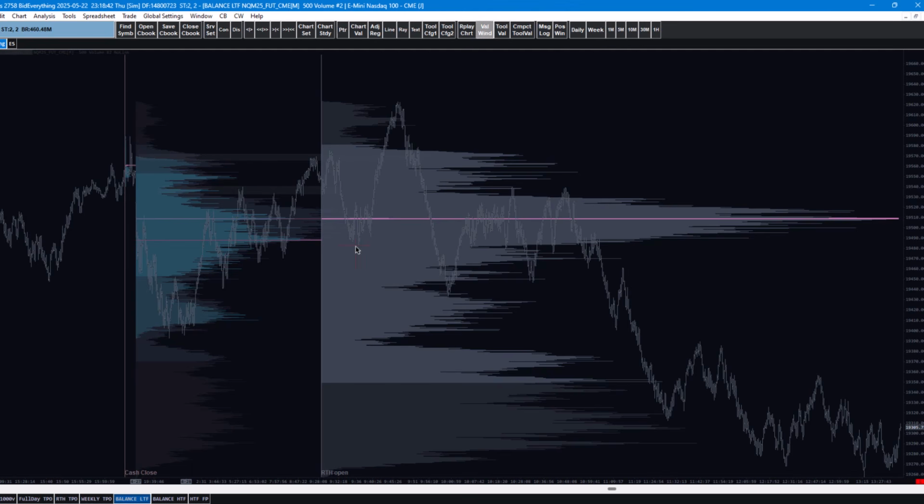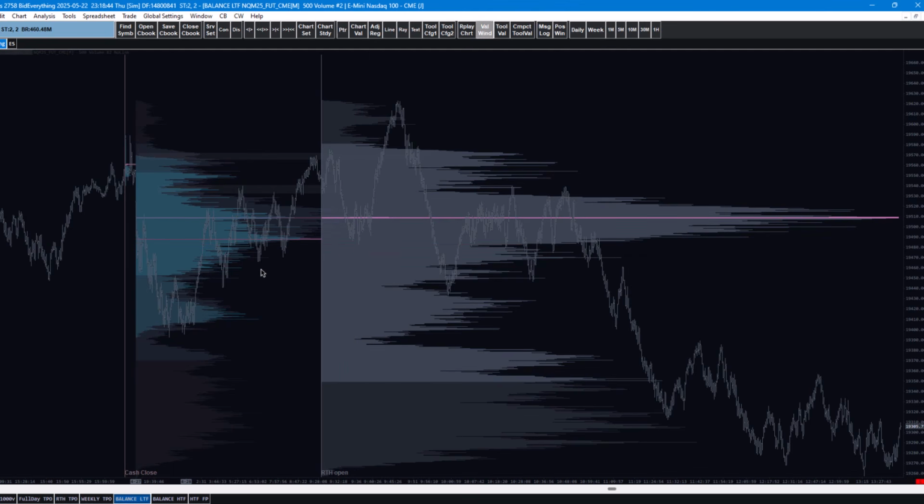So you want to see these players right here that were overnight long get trapped. They think, oh, we held our positions, right? They were strong. They held sellers here. We came up, right?